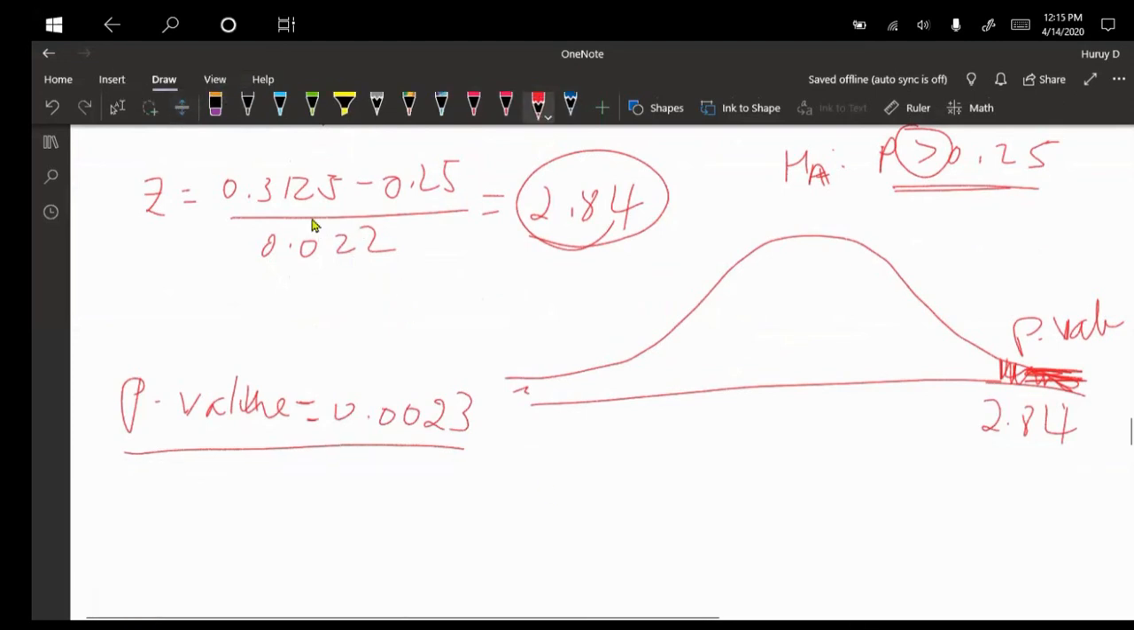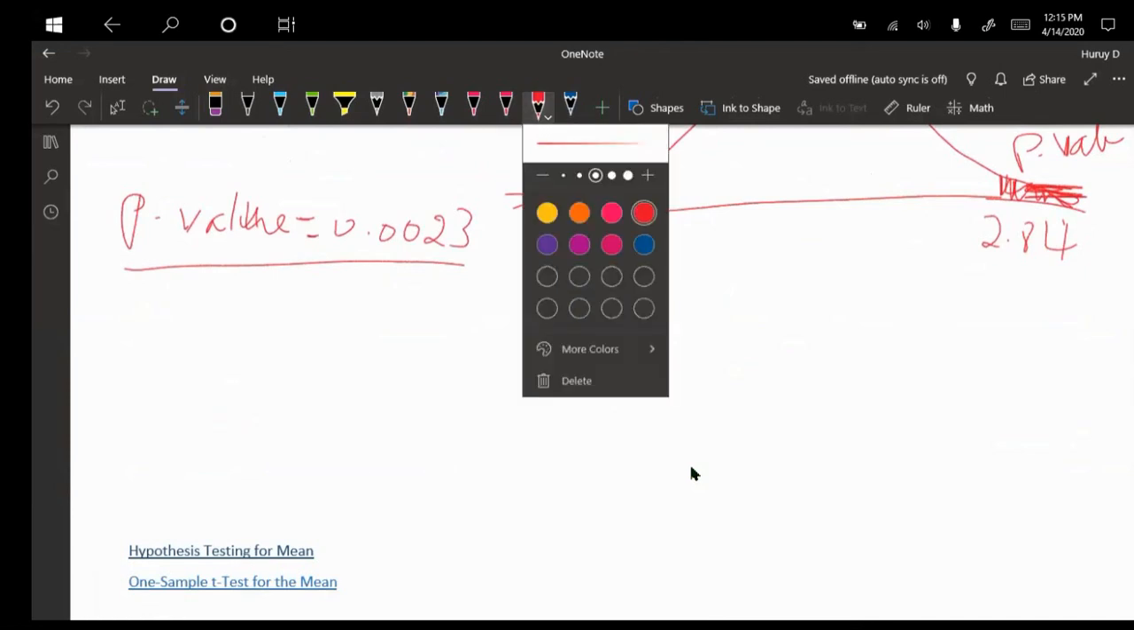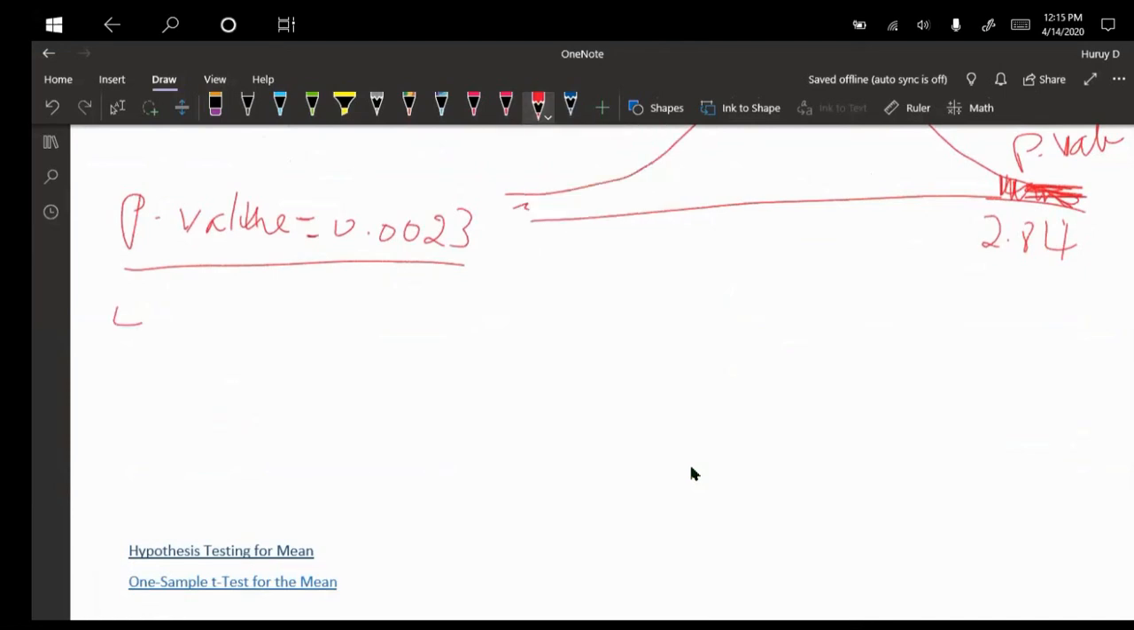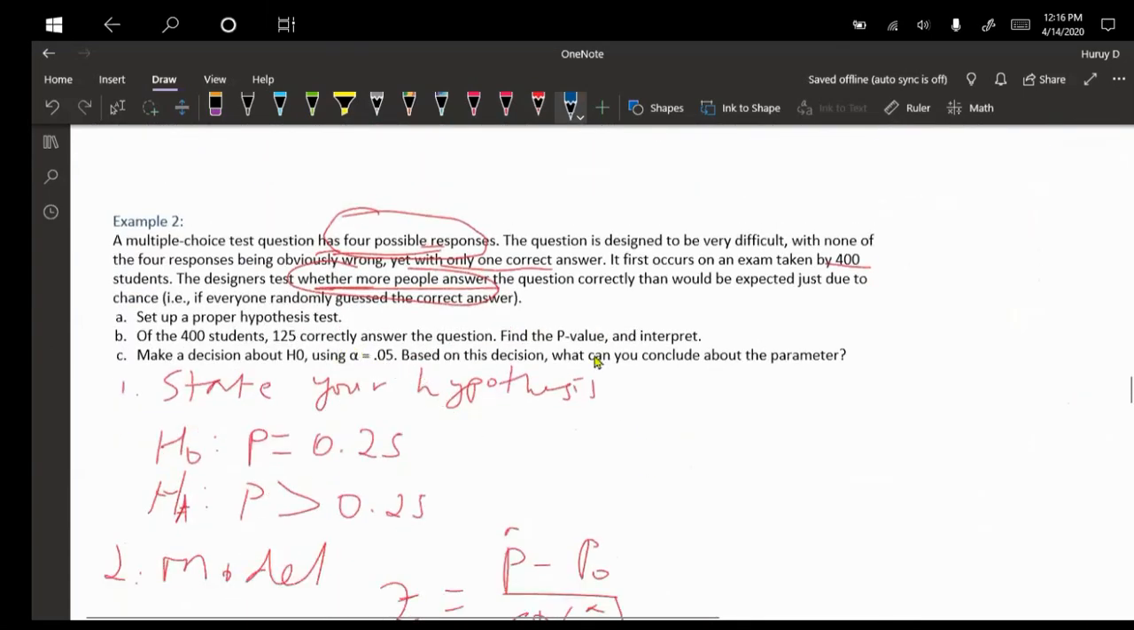So what is our decision now? Step number 4 is the conclusion. And well, do we have anything about alpha? Yeah, here it's mentioned. We are told to use that one. But even if not, we use the same alpha, this 0.05. If it's not given, by default we use that value.